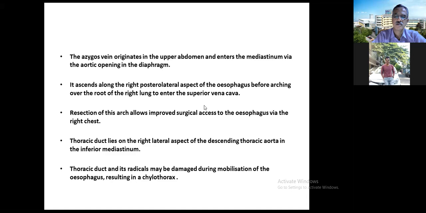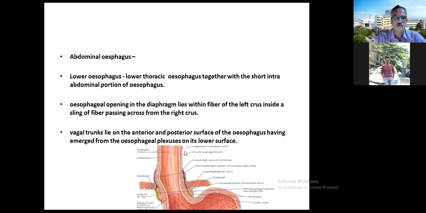So surgically, resection of the azygos vein is important to assess the cervical esophagus as well as the upper esophagus at this level. The thoracic duct lies on the right lateral aspect of the descending aorta, not completely attached to the esophagus. But while mobilizing the esophagus, keep in mind that some radicals arising from the esophagus can be injured during this process, leading to chylothorax.